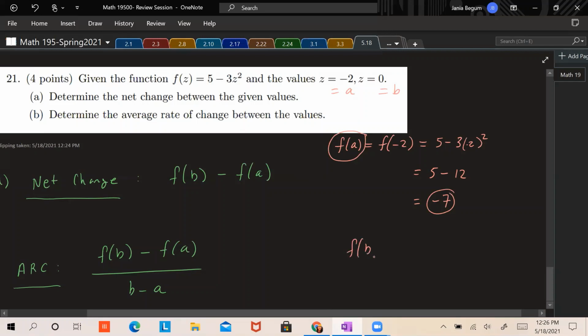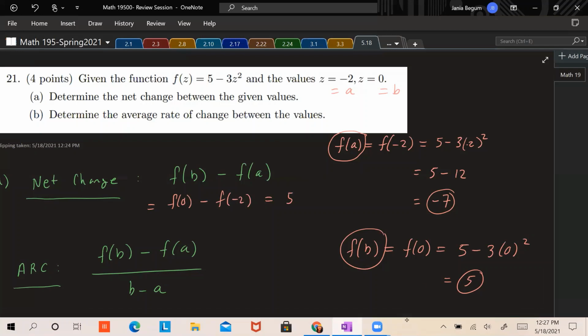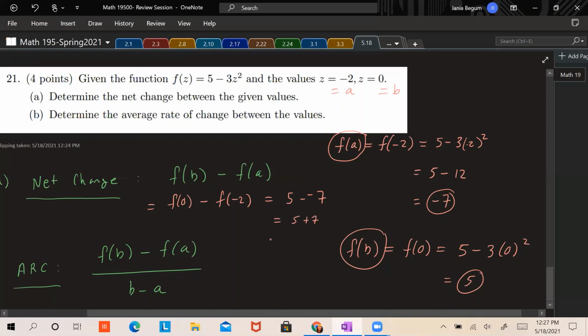Now f of b, we do the same thing. We plug the b value into the place of z, so that would be f of 0. So we have 5 minus 3 times 0 squared, which is 5. So that's our f of b. And then we plug this into our formula for net change. F of b, that's f of 0, minus f of a, that's f of -2. And f of 0, we found that to be 5. And f of -2, we found that to be -7, so minus -7. So we're really doing 5 plus 7, which is 12. So that's the net change between z equals -2 and 0.